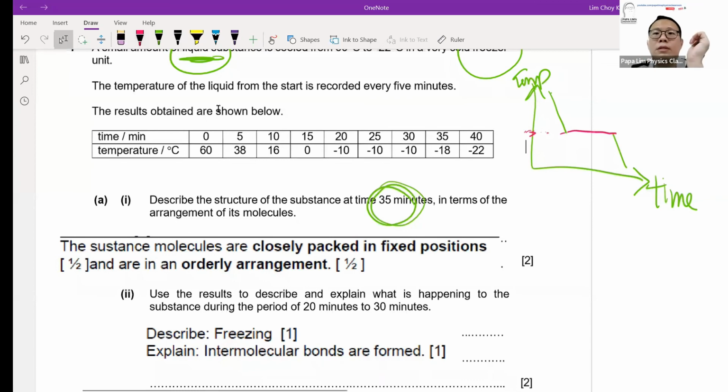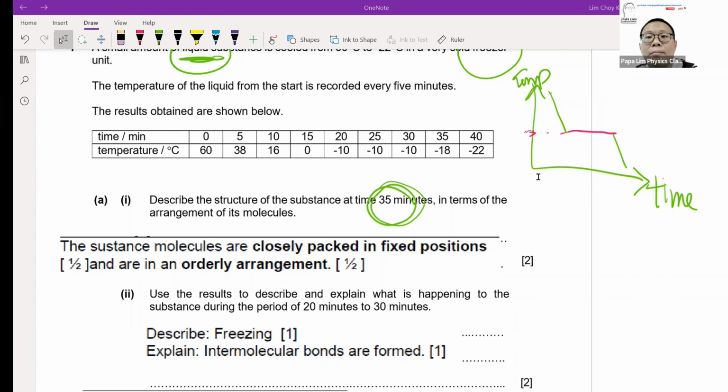Okay, the temperature remains the same. So there will be a time whereby the temperature actually remains constant. That particular instance whereby the temperature remains constant, this is what we call your freezing point.